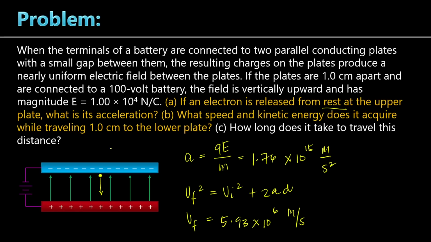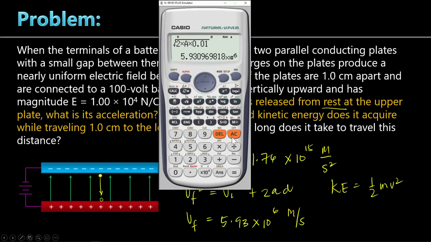Napakabilis nun. So, kung napakabilis niya, mararating niya itong lower plate in a very, very short amount of time. Mga nanoseconds din yun. Diba? Pero bago natin hanapin yung time, itinatanong din dito yung kinetic energy na kanyang na-acquire. Yung kinetic energy ay 1/2 mv squared. Ang velocity niya, nung narating niya yung baba, is ito. Kaya, makukompute na natin yan.